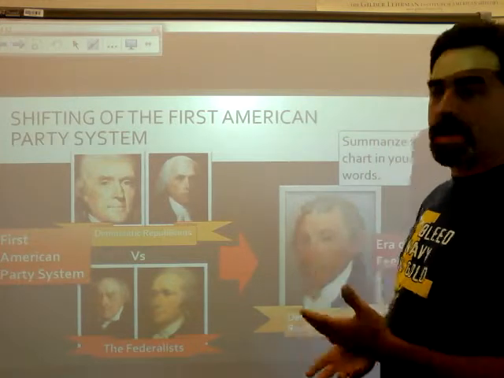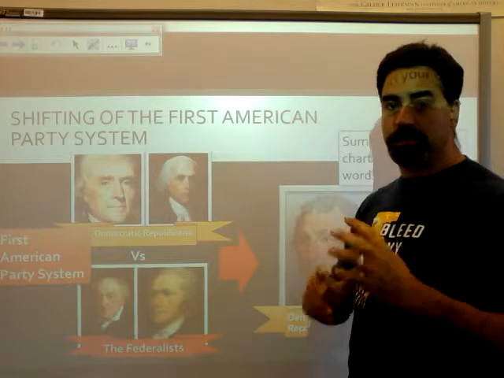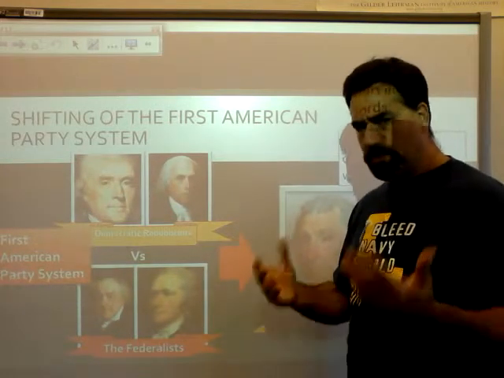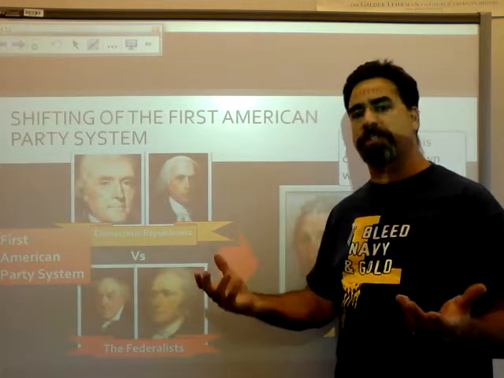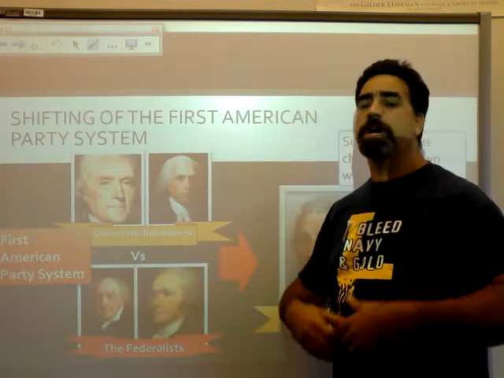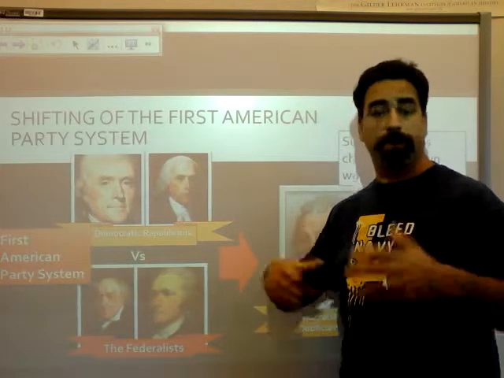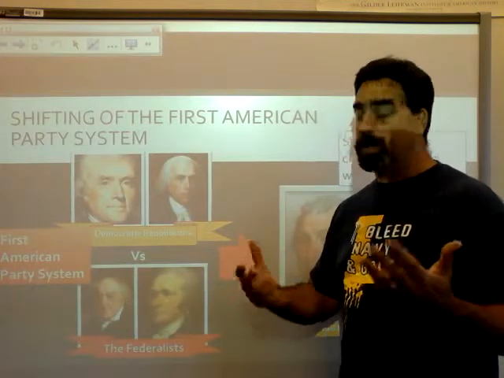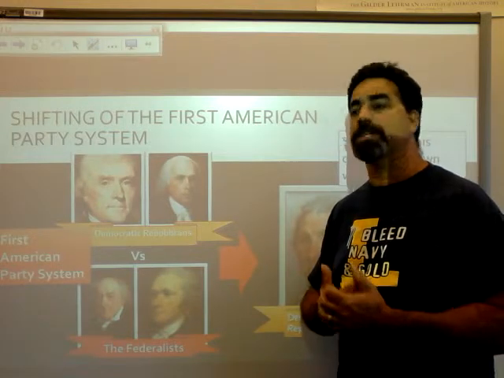Now, what's going to happen to this first American Party system? Well, ultimately, in short, the Democratic Republicans win. A big reason why they won is because they were the party that was more likely to expand suffrage. By expanding suffrage, more people were able to vote for them, and they were able to get more of a popular following. They're going to win in a series of elections, most notably the election of 1800.